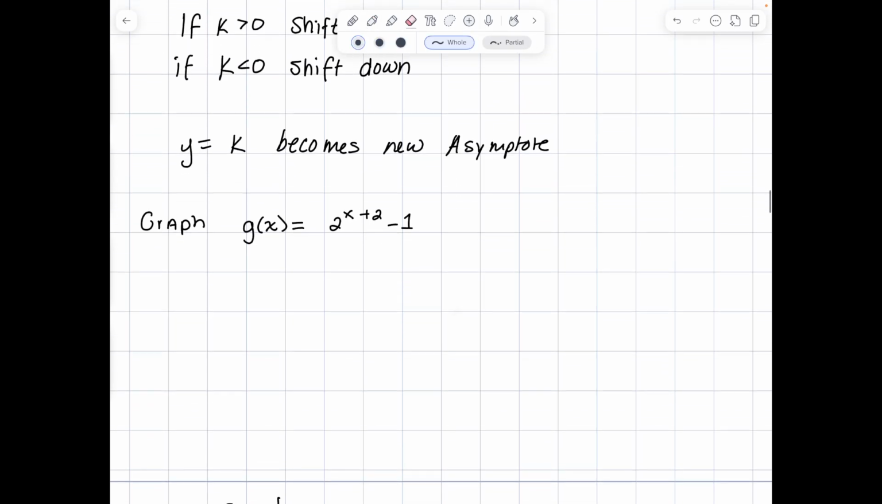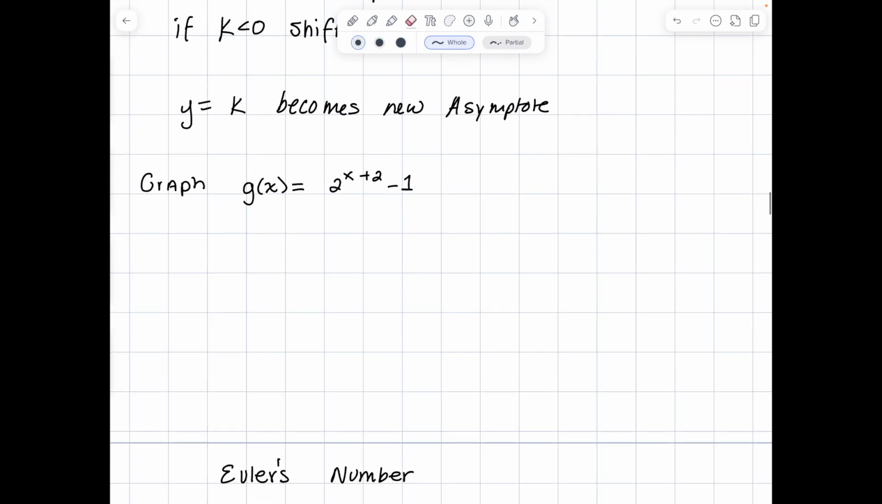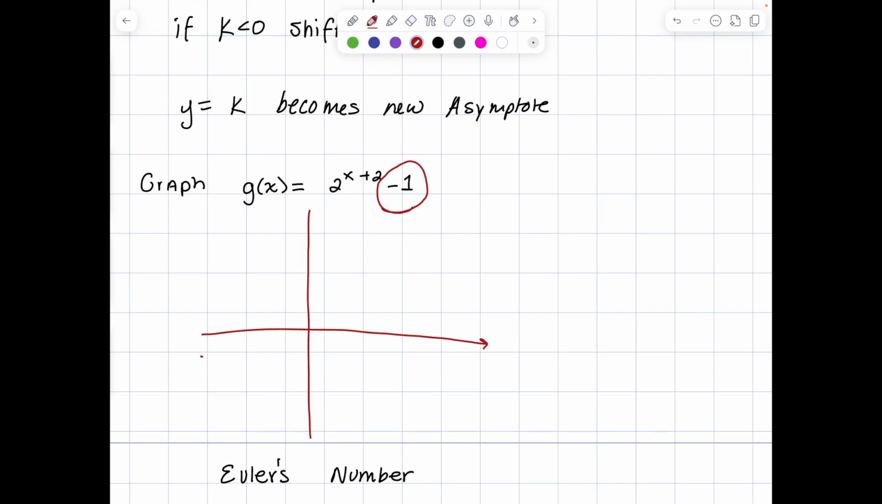So let's graph one together. We have 2 to the x plus 2, minus 1. We're interested in graphing this function, and we can use some transformations to make sure that we're on the right track. We probably don't need to plot too many points, because we should have an idea once we're finished graphing. Let's identify our asymptote first. The asymptote is going to be this new value, so we have y equals -1 as our asymptote.